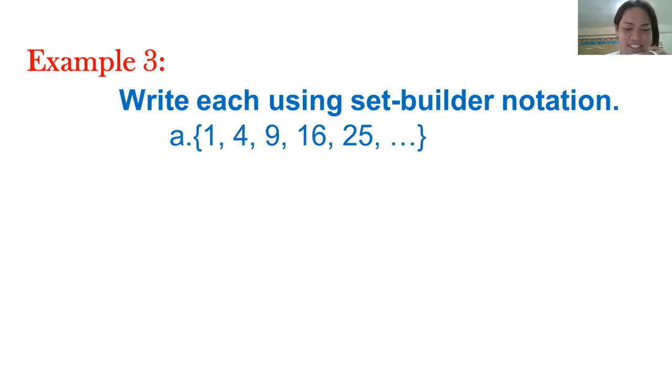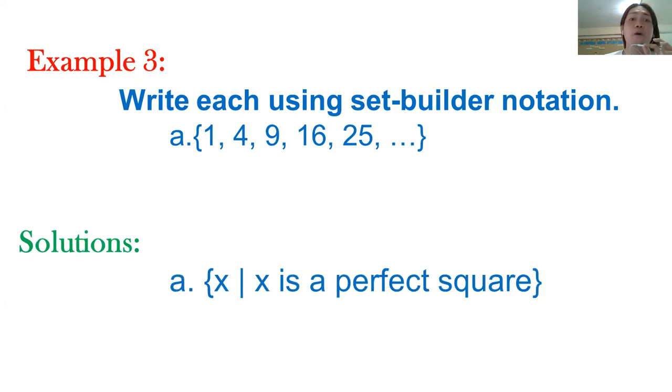Try to think. Okay, I'll show you the solution. We can write 1, 4, 9, 16, 25 since it's in the list or roster method form. We can rename it, or describe the given set 1, 4, 9, 16, 25, as X. We use a variable X.